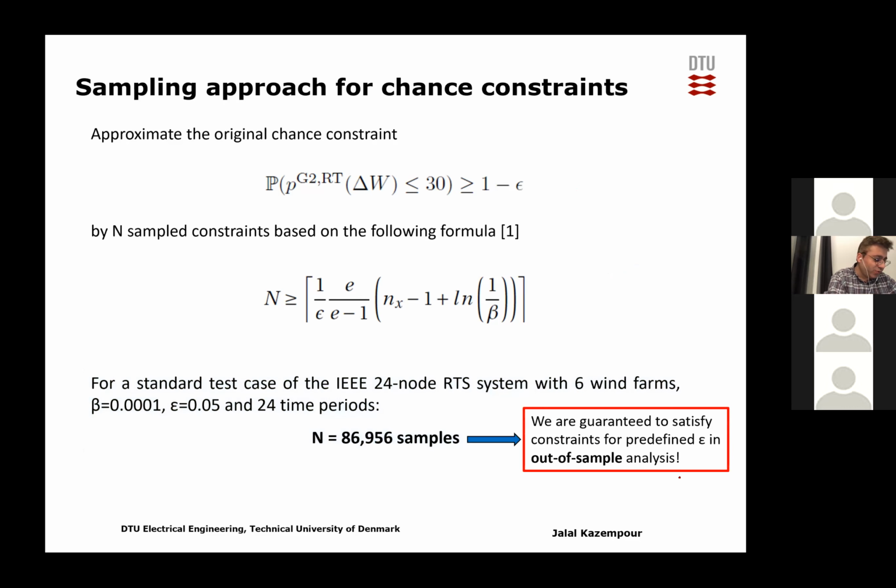But if we do that, if we solve our problem using scenario-based stochastic programming with 87,000 samples, we guarantee that our chance constraints are satisfied not only in sample, but also out of sample. It means that if you go beyond 87,000, if you draw 1 million samples and you check, you will still see that in 95% of the cases your constraint holds. So you provide a guarantee out of sample. That's the beauty of chance constraints with respect to scenario-based stochastic programming. You provide a guarantee for the satisfaction of your constraints out of sample.